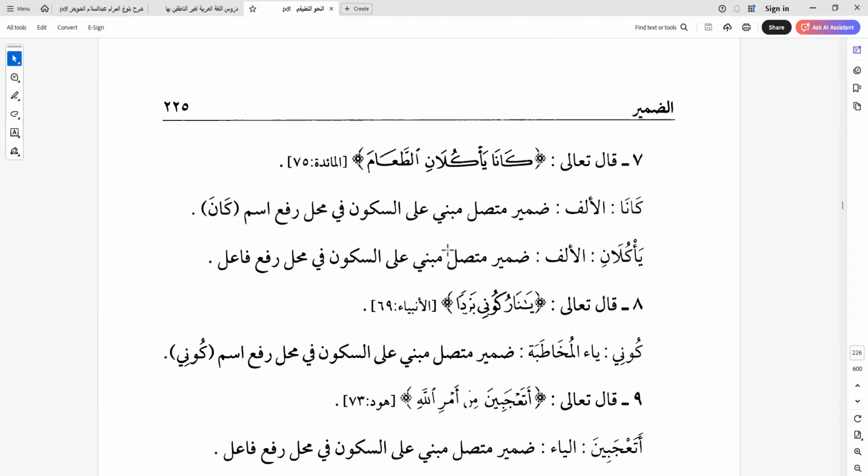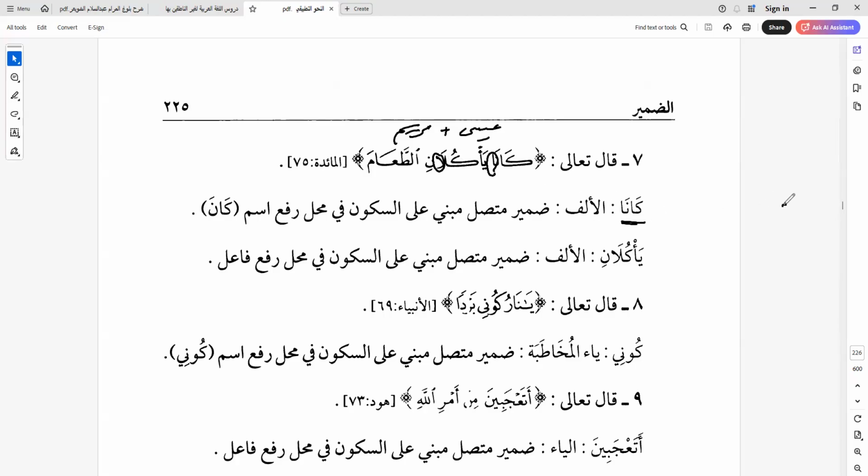Let's see where we can. قال تعالى كان يأكلان الطعام. Now, again, كان is here. Look at it. So this is what? ألف اثنين. يأكلان, another ألف اثنين. Allah subhanahu wa ta'ala is talking about Isa and his mother, Maryam. كان يأكلان الطعام. They ate food, or they used to eat food.